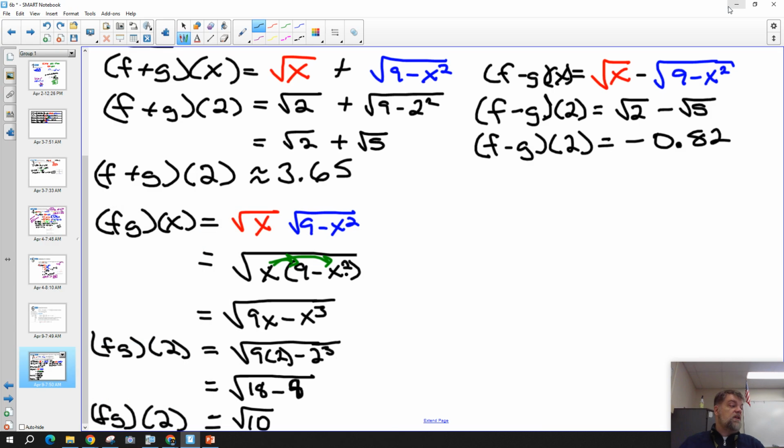So our answer is approximately, and you know what, I made a mistake up here too. Remember, whenever we round our answer, we should use the approximation symbol. So this is approximately 3.16. Last thing we got to do is we got to say f divided by g. Oh man, we're doing a lot of math today.